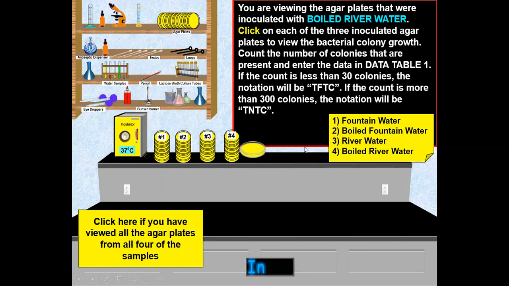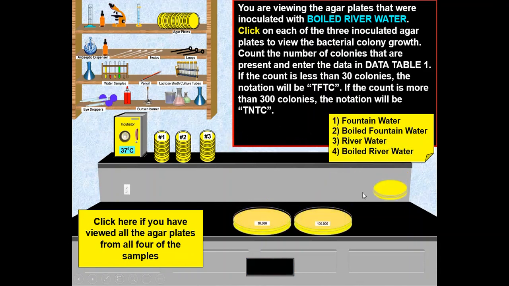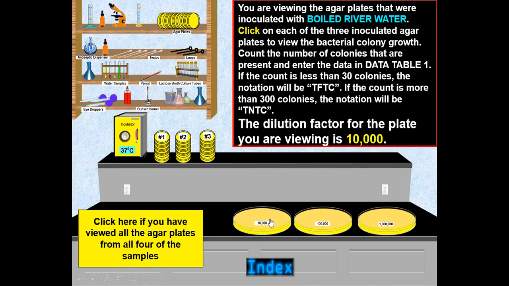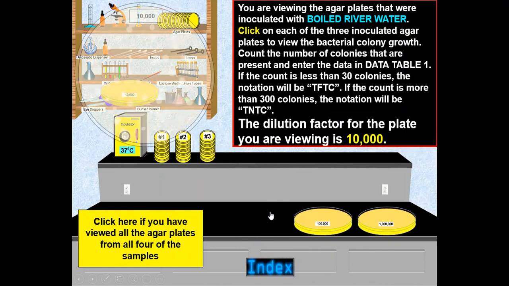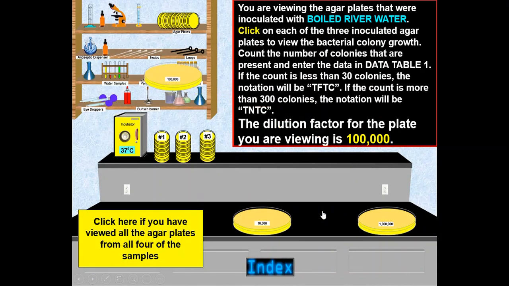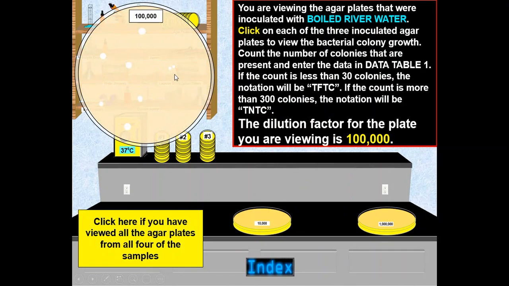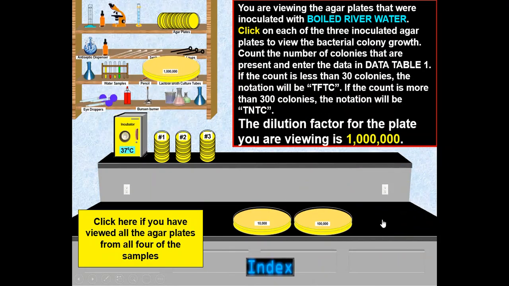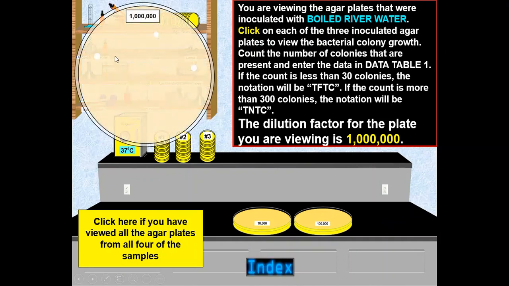And lastly is the boiled river water. This is the 10,000 plate. Okay, this is the number of bacteria. And this is the 100,000. And lastly, the 1 million plate, which is this, the count of bacteria.